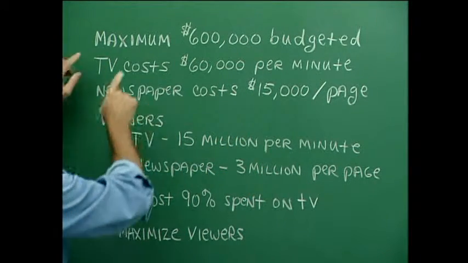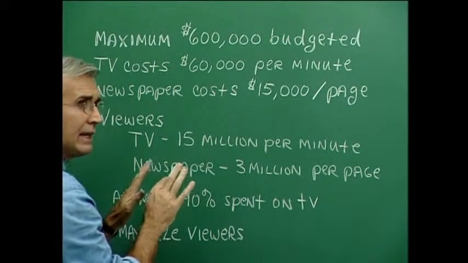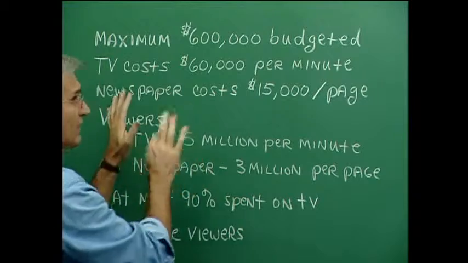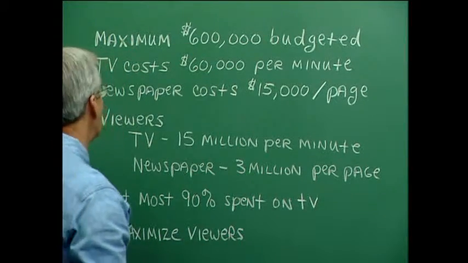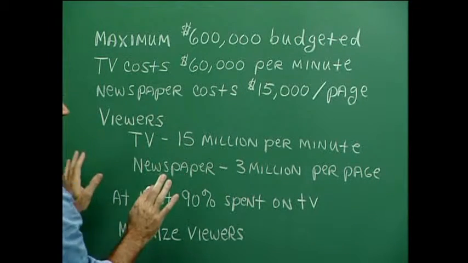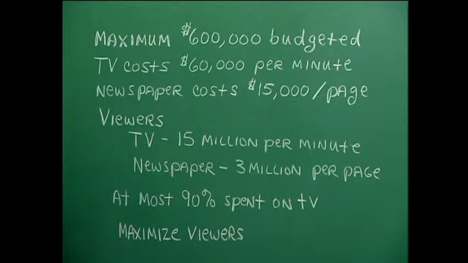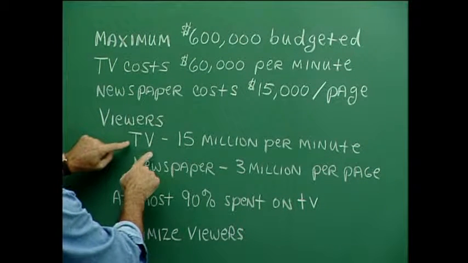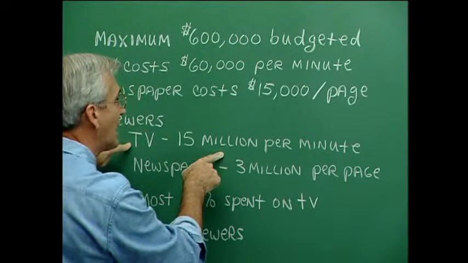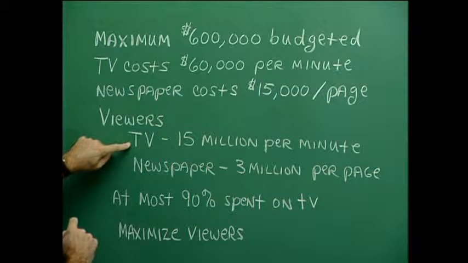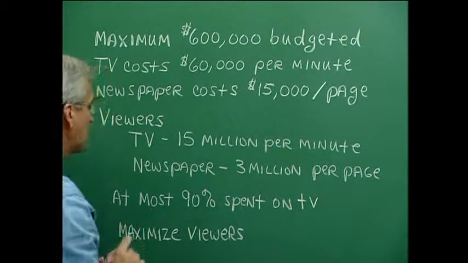All right, now because we see the maximum idea here, words that imply inequalities tell us that we have a constraint going on here, and this information is going to be used in one of the constraints. Now, we're also told information about the viewers, and the viewer information will give us information for our objective function. For television, 15 million folks are going to watch each minute of advertising on television, and for newspaper ads, 3 million are going to watch per page.